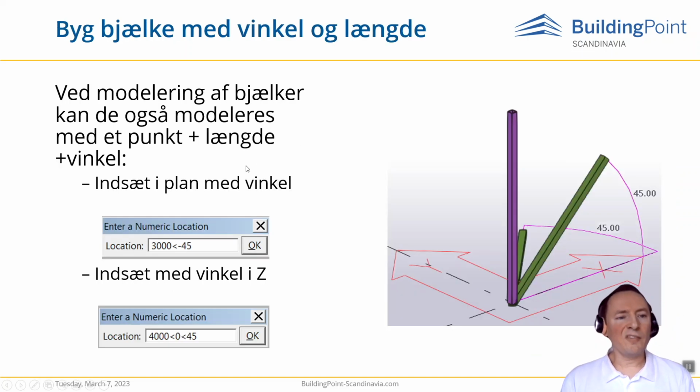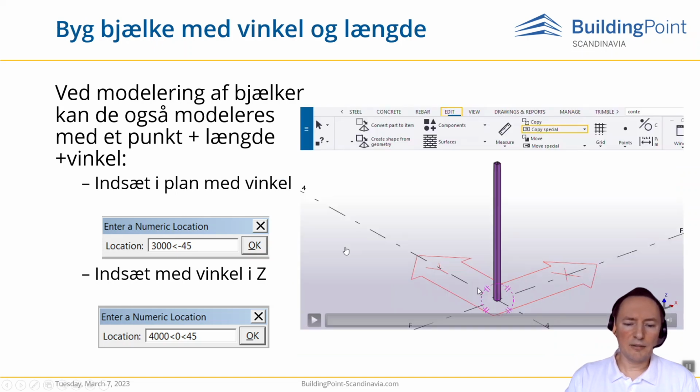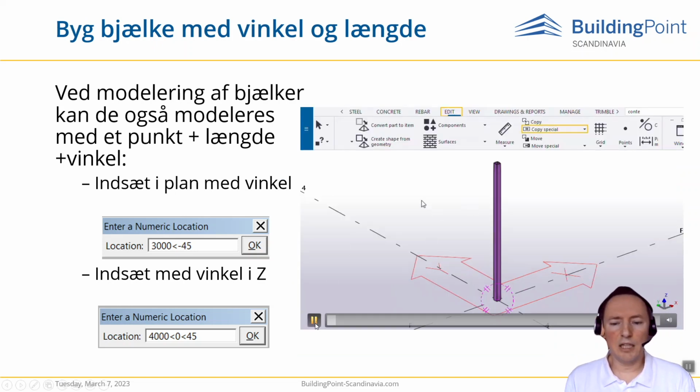Okay. The next tip I want to talk with you about is the way of building beams. Normally you know how to build a beam. You're picking two parts in the model. But have you also tried to build a beam by telling the length of the beam and then the angle it should come in with? I will show you an example of that. So let's see how that looks.